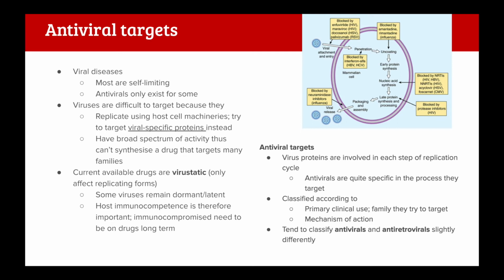So instead, we have to try and target viral-specific proteins. They're the same things that may exist in our bodies, but they're viral-specific. And it's also because viruses have a broad spectrum of activity, thus we just can't produce a drug that targets many. Instead, we can only make specific drugs that target one specific mechanism. So our current available drugs are only virostatic.